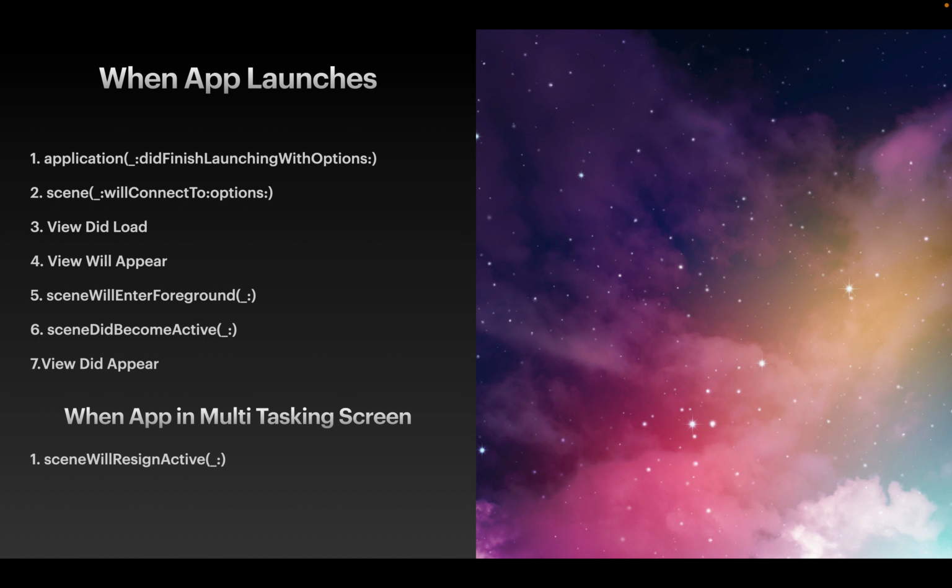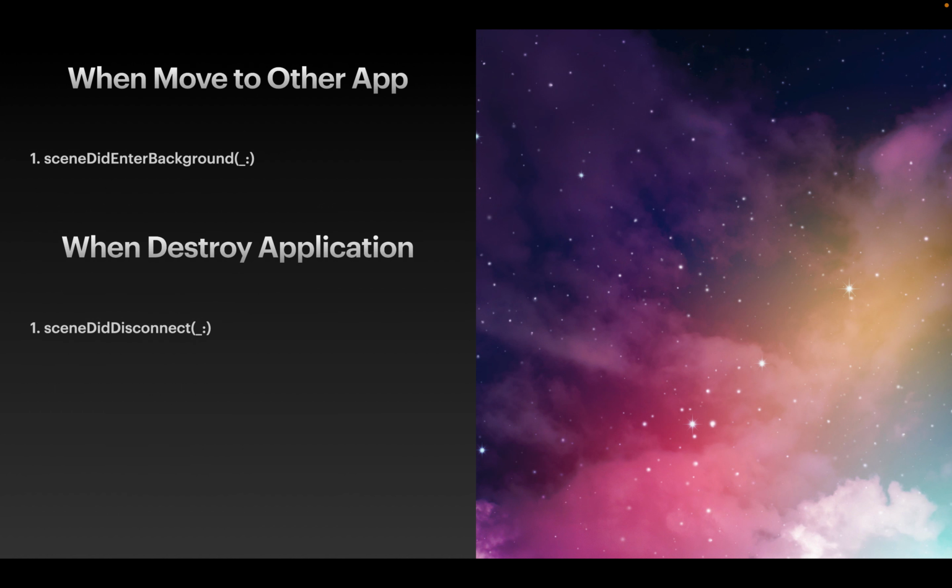When we move our screen to the multitasking screen, scene will resign active will be called. And when we move to the other app, scene did enter background will be called. And when we kill the application, scene did disconnect will be called. So these are the delegate methods that we use for the app lifecycle.